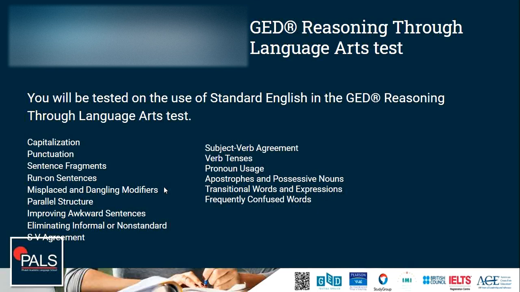This is a very simple concept, but a lot of students are confused about it. But I'm pretty sure after this lesson, you will be able to distinguish the difference between misplaced and dangling modifiers, and why we need to fix them, and why we need to watch out for these kinds of sentence errors in our GED RLA tests.